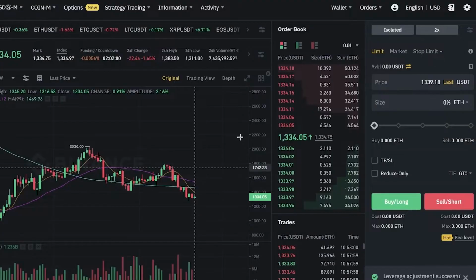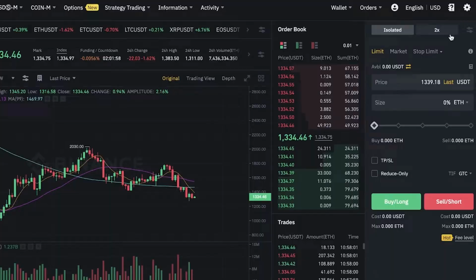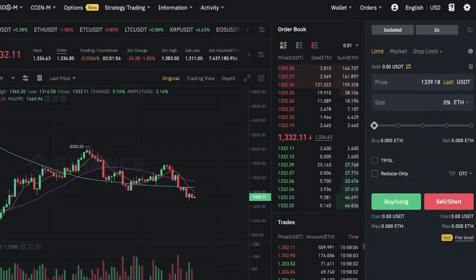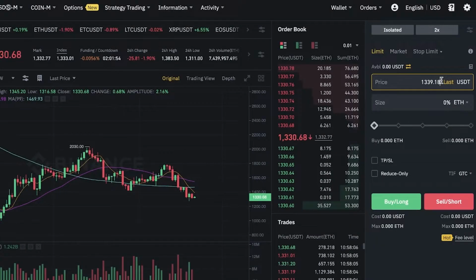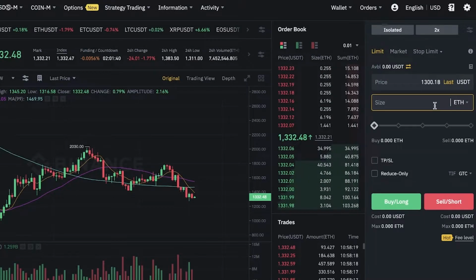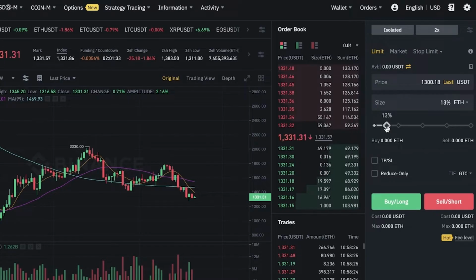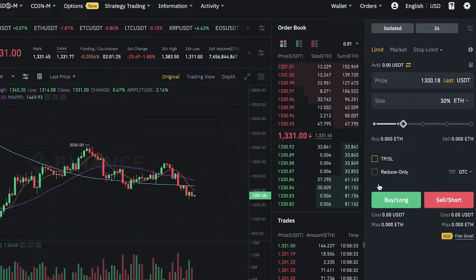So just as an example, let's say I go ahead and do an isolated 2x trade, and let's say I expect the price of Ethereum to go down. So I'm going to select 1200. This is the price that I expect it to be. Now you're going to enter the Ethereum size. You can choose the amount of Ethereum, so 20% of all your tokens or 30%, and then we have our leverage at 2x.